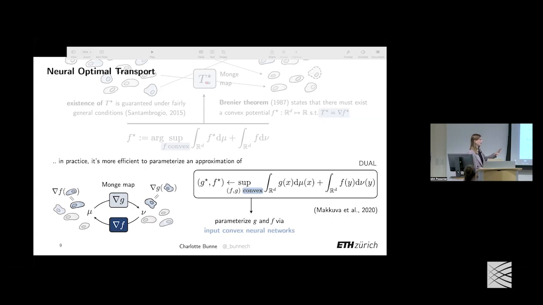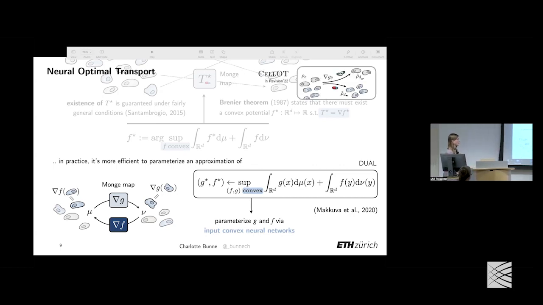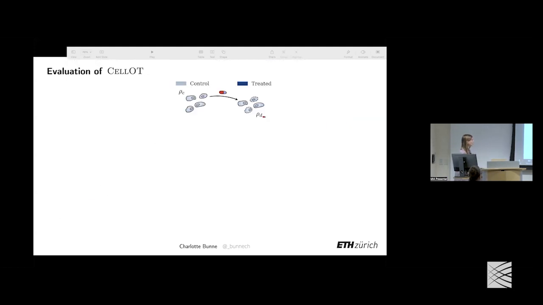And so now we have a parameterization of our Monge map, and using the gradient of a convex function, we are able to map back and forth. So from the unperturbed state, the gradient of the first convex function, the first dual potential, pushes us into the perturbed state and the other one back. And so this is what we do in CellOT, and let's see why this is beneficial.